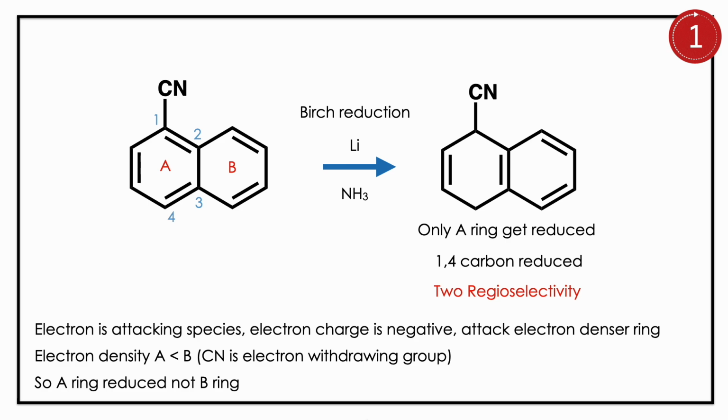Then the next question comes: where does the reduction happen? Here cyanide is the electron withdrawing group. So 1,4 reduction happens because cyanide can stabilize the anion. So the final product is reduction at the A ring in the 1,4 position. The concept you have to learn here is that in a fused system, you identify the electron density to identify the required product.